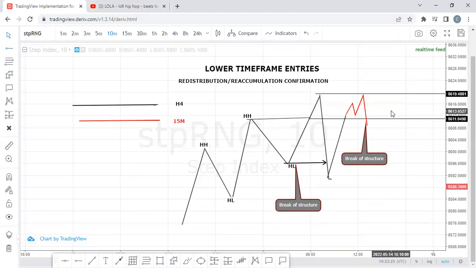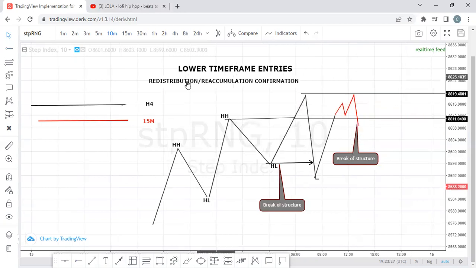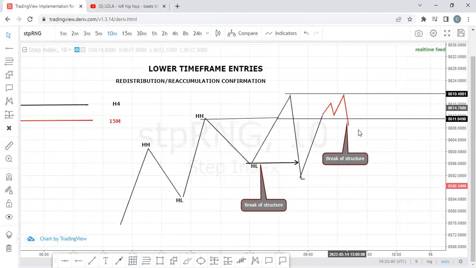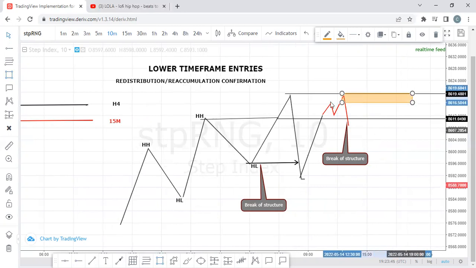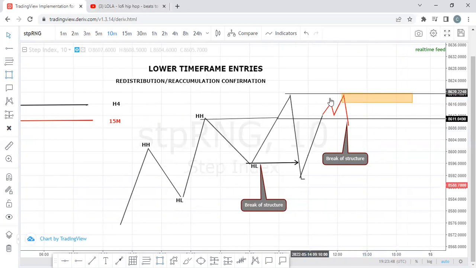Now, since you have the lower time frame redistribution, or reaccumulation, it's basically the same thing. It's called a redistribution on the smaller time frame for a sell, and for a buy we call it reaccumulation confirmation. So now we have this on your small time frame. What do you do? You highlight the small time frame point of interest. You can see how you have reduced your stop loss. That means you're no longer going to have all this whole drawdown. You have refined the entry from having this whole drawdown to just here.